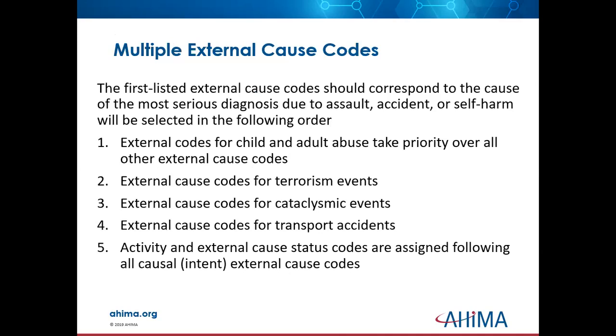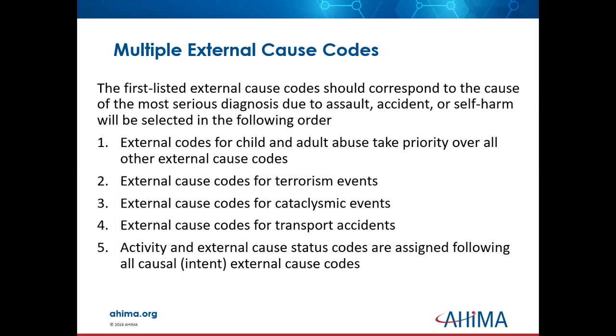We can have multiple first listed encounters. So there's a hierarchy, and it is as follows. External cause codes for child and adult abuse take priority over all other external cause codes. Terrorism takes precedence and priority over all other external codes except child and adult abuse.